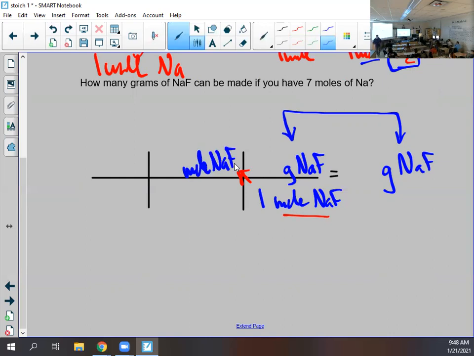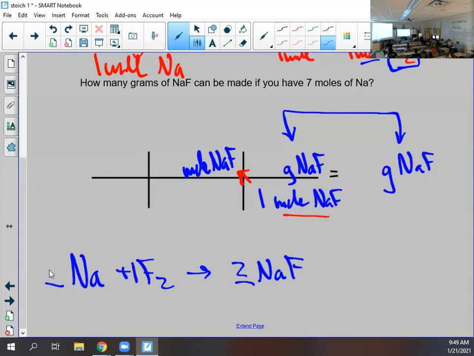And that comes from our balanced reaction that I never really did, did I? So I had Na plus F2 goes to NaF. To balance that, I'd need 2 of these, 1 of these, 2 of those. We all right with that so far? So in front of mole NaF is a 2. Okay, now I'm stuck. There's nothing else that tells me what to do going this way. So let's go back to the start. What was I given? I was given 7 moles of Na.